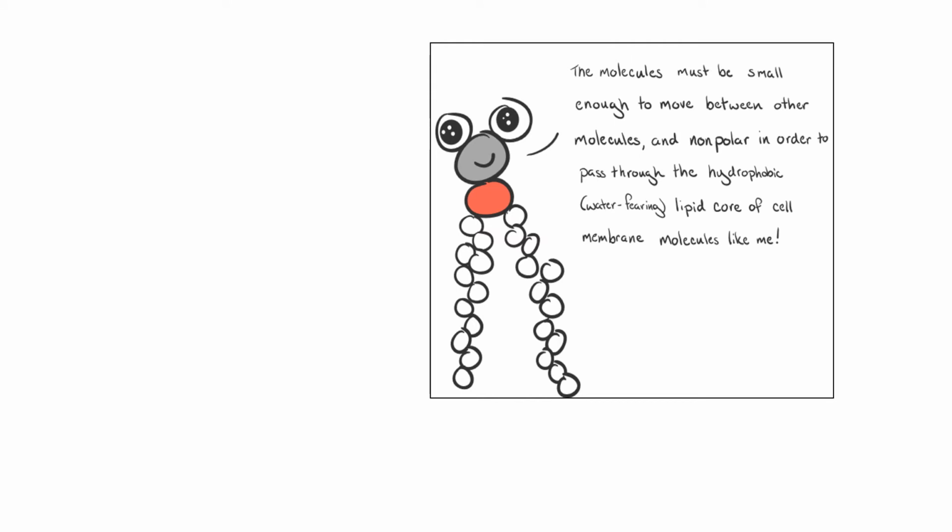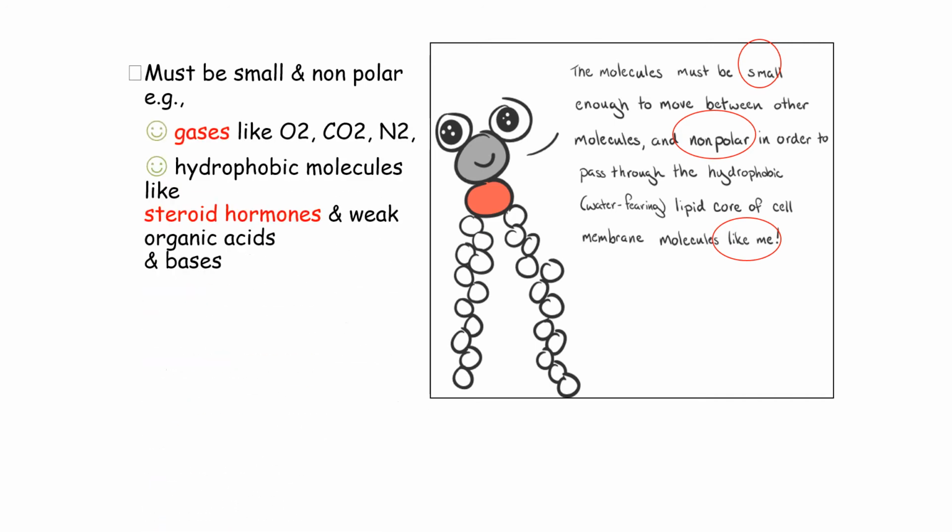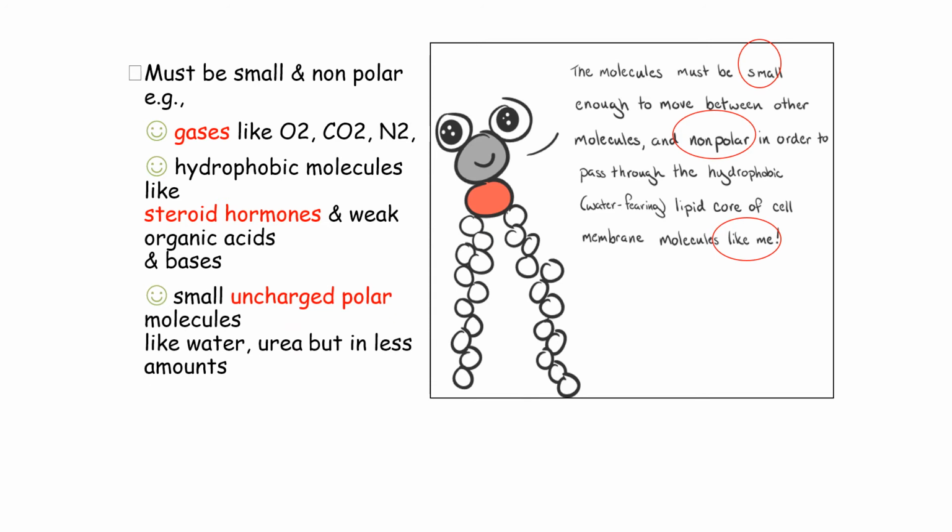The characteristics of the molecules which can cross the cell membrane by simple diffusion are, as you can see, they have to be small, non-polar in order to pass through the hydrophobic core, and lipid soluble. So we have gases, we have hydrophobic molecules, then we have small uncharged molecules, although the movement of these uncharged molecules, for example water or urea, is very small in amount.